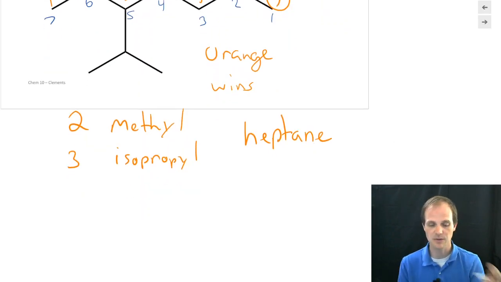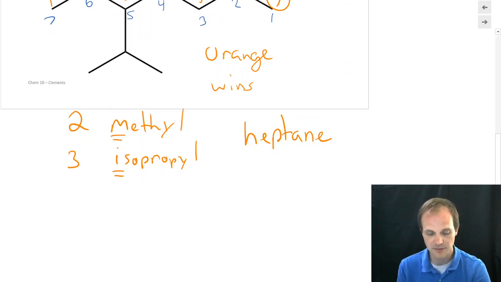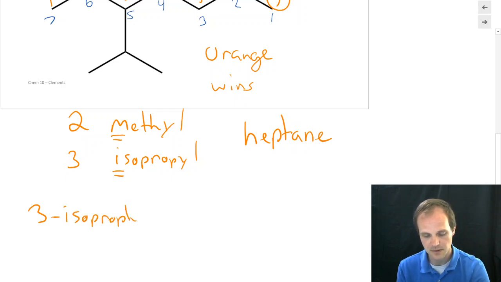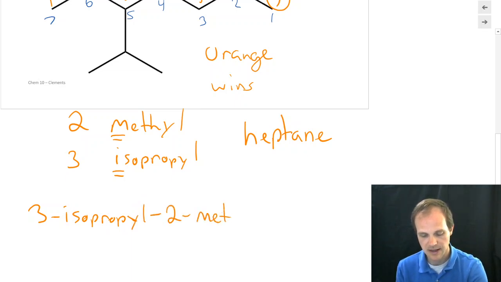And so we know that's what we need to put together. Do we put 2-methyl or 3-isopropyl first? Alphabetical, I comes before M. And so we call this 3-isopropyl-2-methyl heptane.